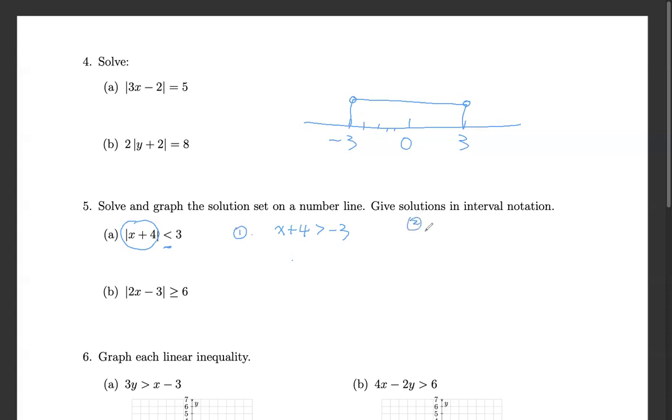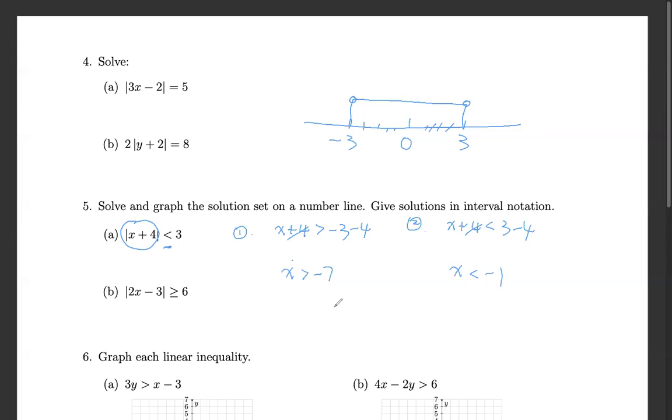Second, x plus 4 is less than positive 3, right? Means somewhere here. So then solve. Subtract 4 on both sides. So that's x greater than negative 7. Subtract 4 on both sides. That's x less than -1.